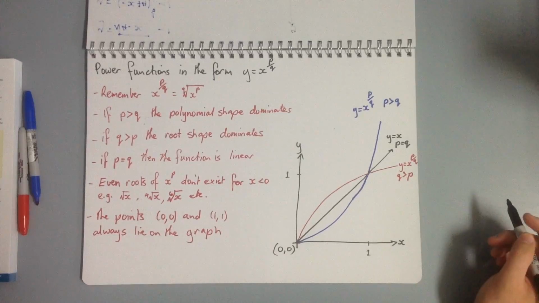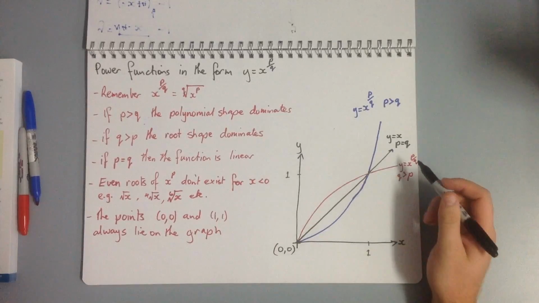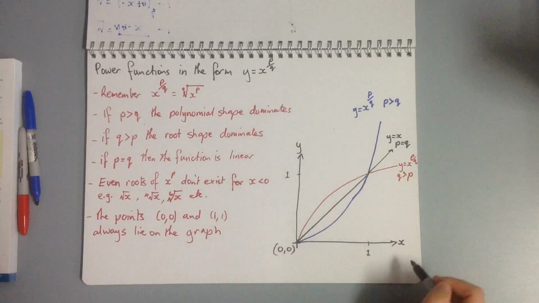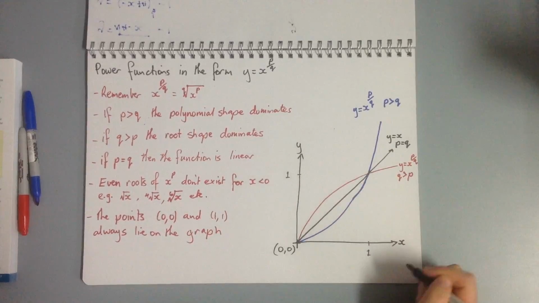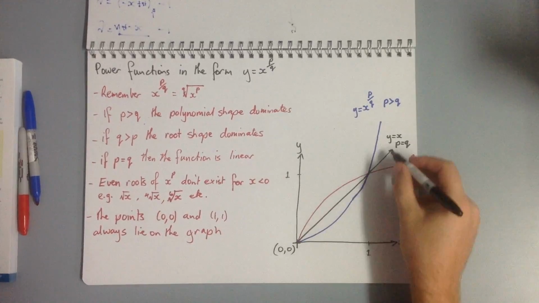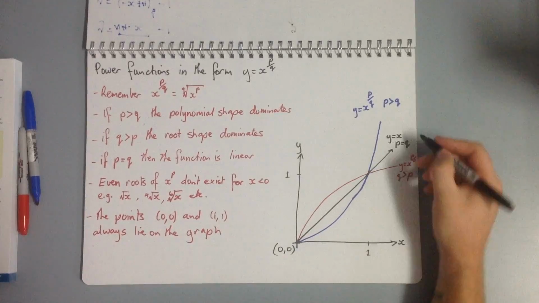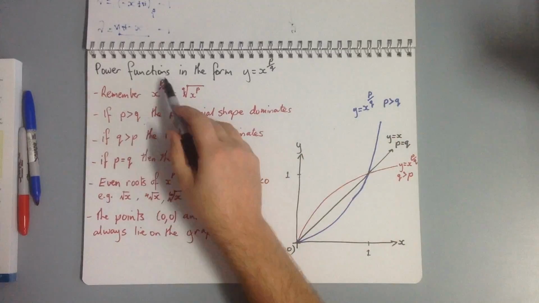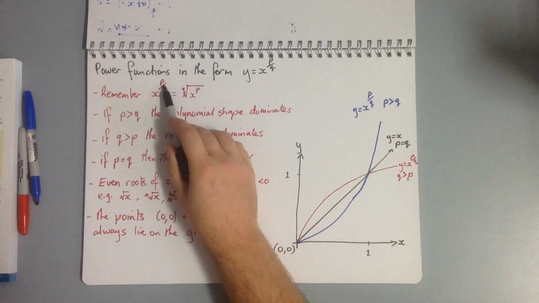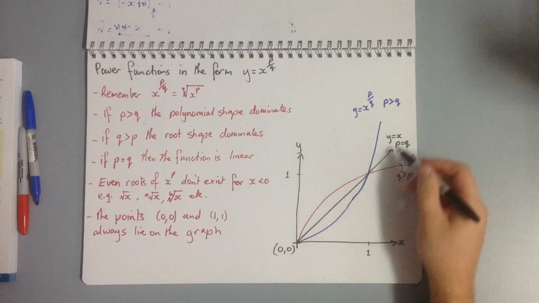What we've got here is a little bit of a demonstration of what the different graphs look like. So we've got our axes here, we've got 0, 0 and 1, 1. All three graphs go through 1, 1. You see that our black line here is our line y equals x because p equals q. When p equals q, they're just going to cancel out and make it 1, so it's just going to be y equals x.